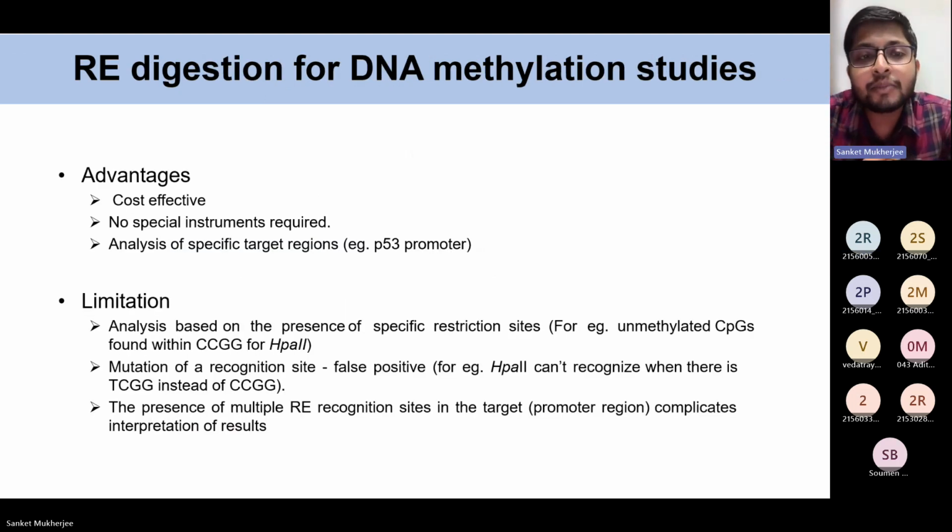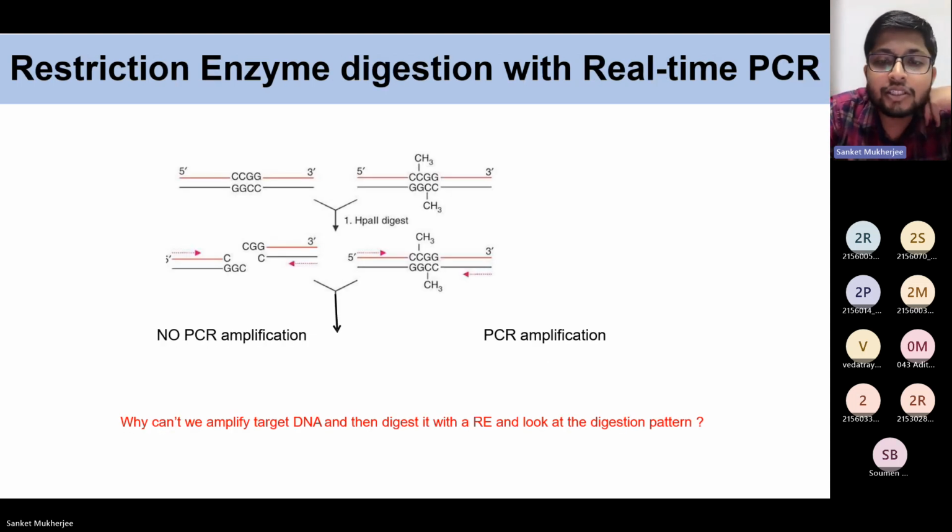So restriction enzyme digestion for DNA methylation studies, what is the advantage? It's cost effective, no special instrumentation is required, only an enzyme is required. And you can analyze specific target regions, like let's say p53 promoters, you can target these kind of specific regions using this method. The limitation is the analysis is based on the presence of a specific restriction site. So if instead of CCGG you have CAGG, will the restriction enzyme cut this site?